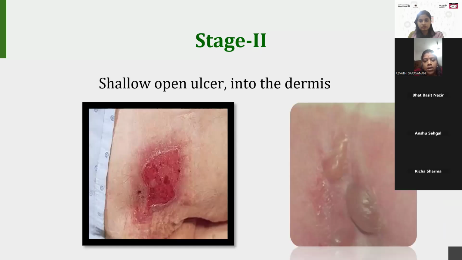Here, you can see a shallow open ulcer into the dermis. In the first picture, the epidermis and superficial skin are affected. In this picture, you can see a deeper wound, a shallow open ulcer into the dermis. Tiny blood vessel eruption is happening here, and blisters will appear in stage 2. You can clearly see the pictures.